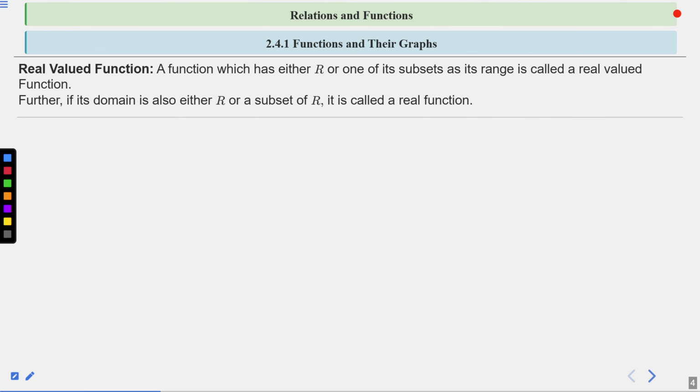Suppose if your domain is also from real numbers, then such a function will be a real function. Clear? So for a real valued function, we are only focusing on range. The range must be from reals. But in a real function, we want both range as well as domain from the reals. Clear? Quite simple definition. Anybody having any doubt in the definition? How both are different?